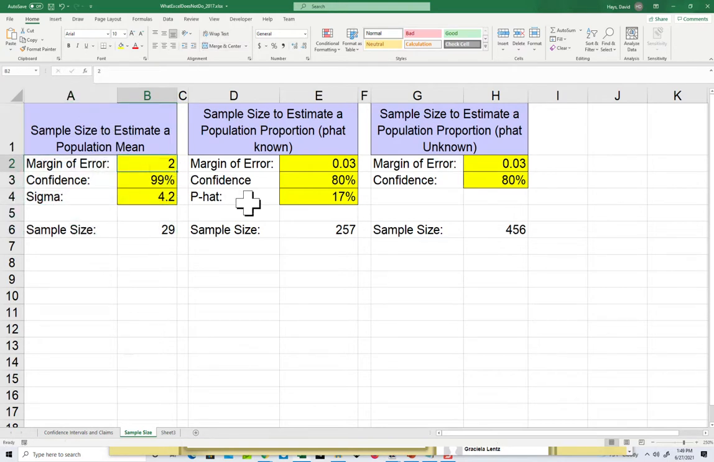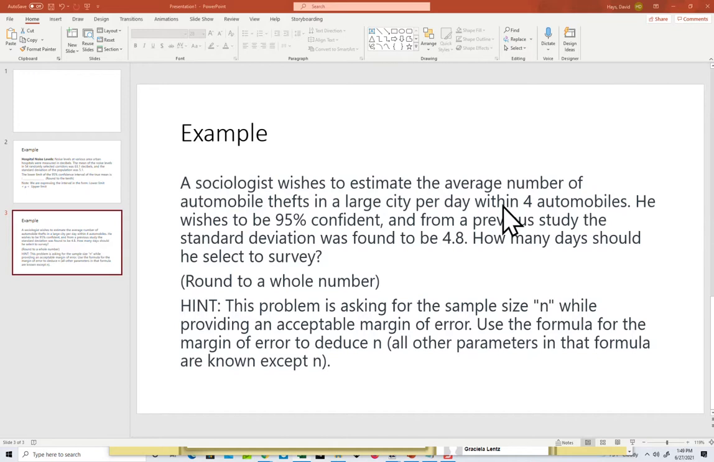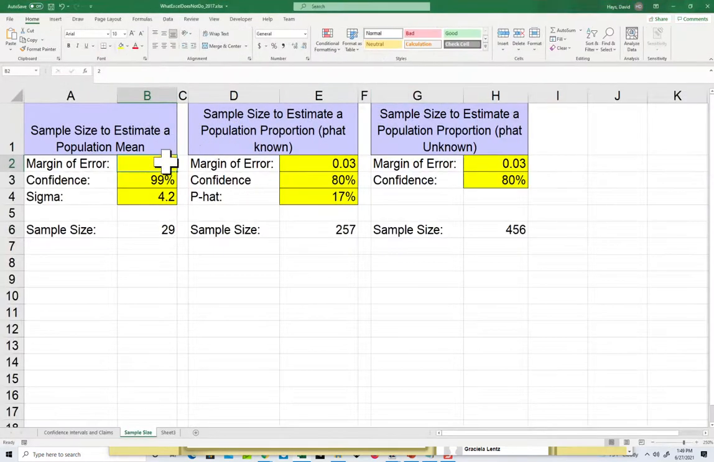You fill in the yellow. Now, margin of error usually isn't given directly. You have to read the words to see. Oftentimes it says "within." That's a magic word to mean margin of error. See how it says within four automobiles? That means we're going to put 4 in for the margin of error.